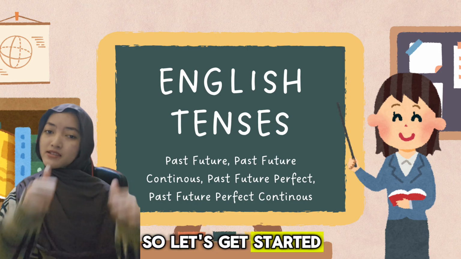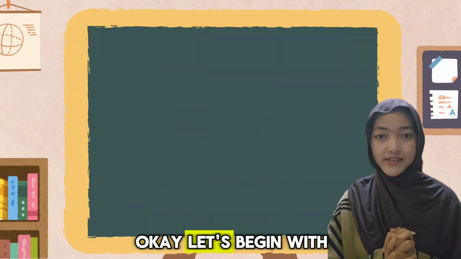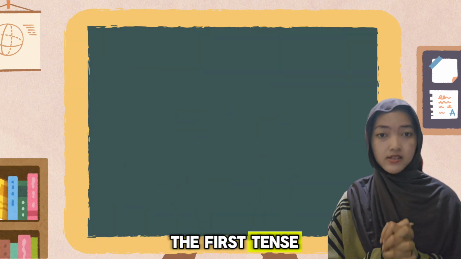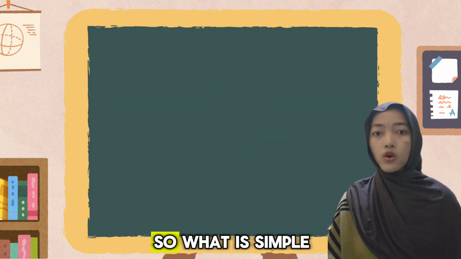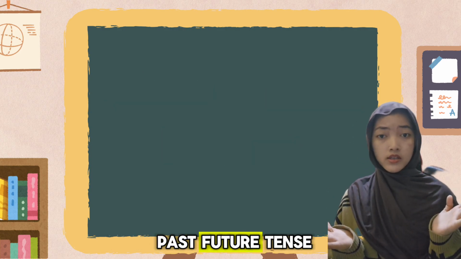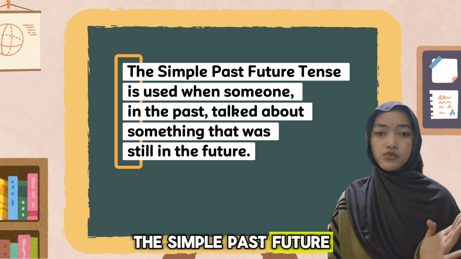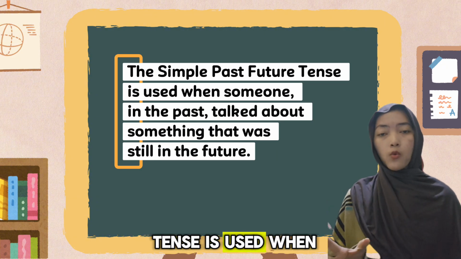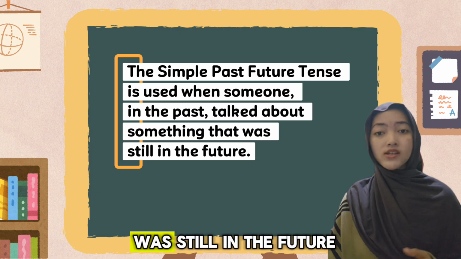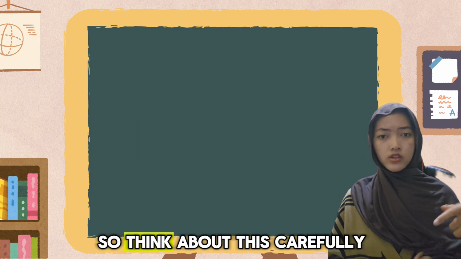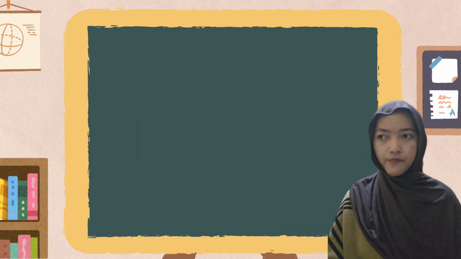So let's get started. Okay, let's begin with the first tense. We have simple past future. So, what is simple past future tense? The simple past future tense is used when someone in the past talks about something that was still in the future.